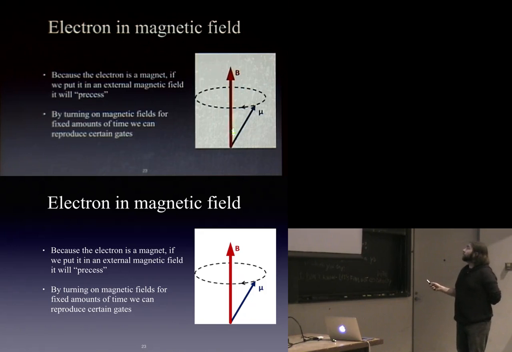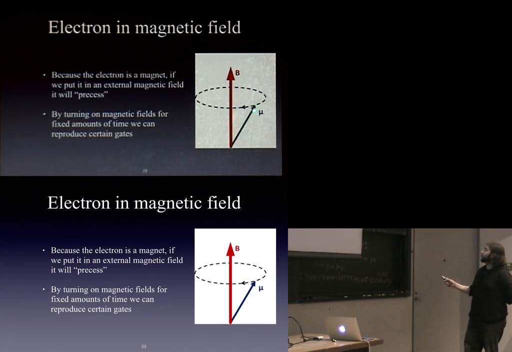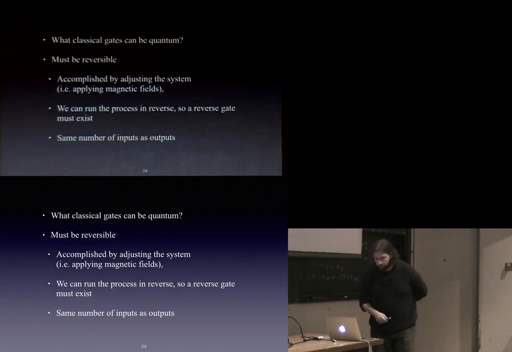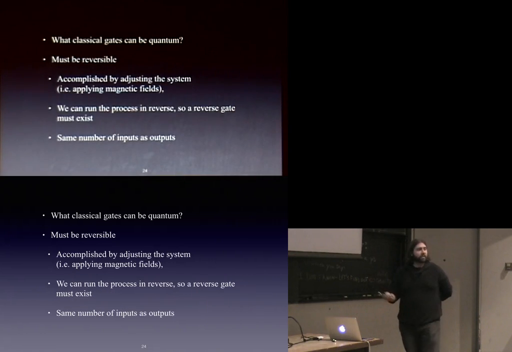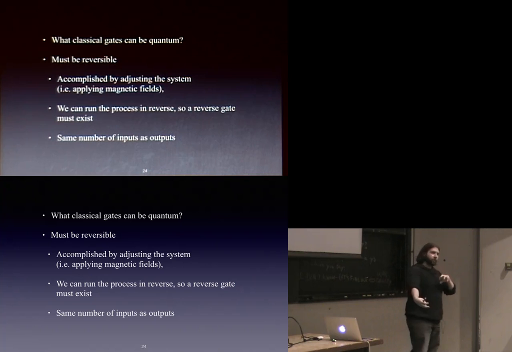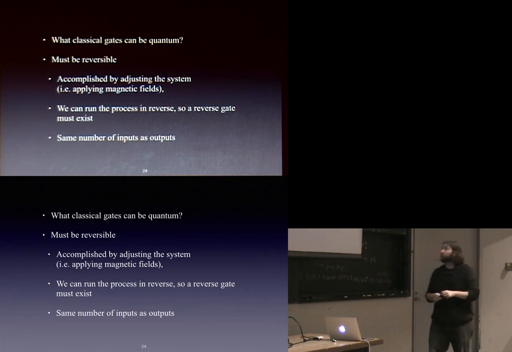So this gives us a way of taking a quantum bit as input and changing it as output. I can say, if I have my bit pointing in this direction and I turn on the magnetic field for a set amount of time, I know what output I get. So this is how we build a quantum gate. We take our set of electrons and we do things to them. We apply external magnetic fields or external electric fields or something else.